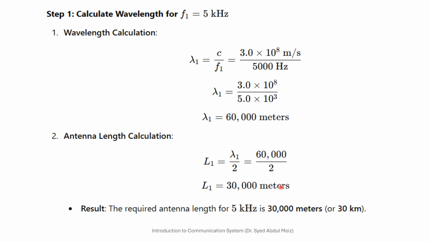Now, from this simple solution, we realize that at a frequency of 5 kilohertz it is really not possible to provide a 30,000 meter, 30 kilometer antenna for the communication. Now, let's see what happens to the antenna size when we increase the frequency.